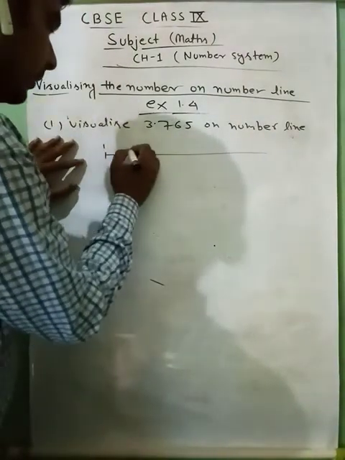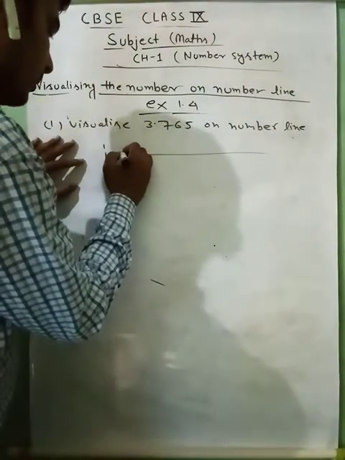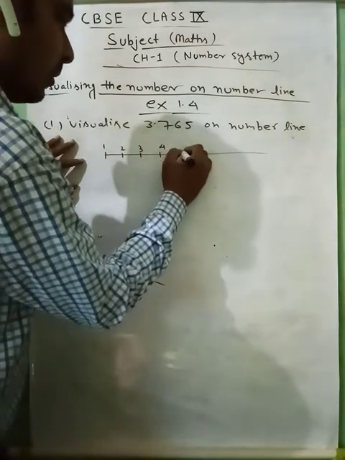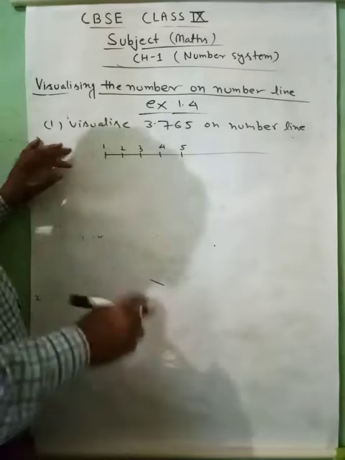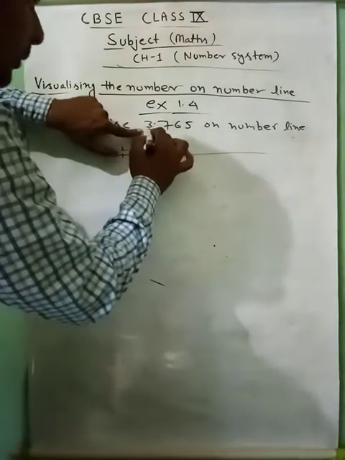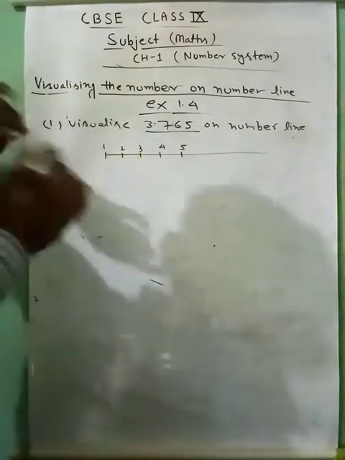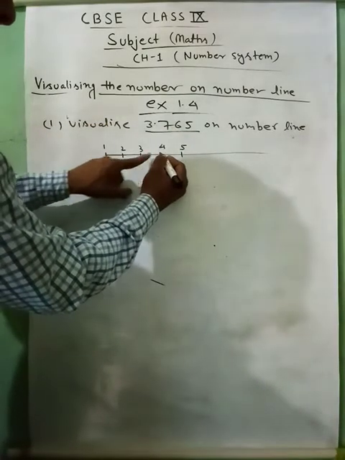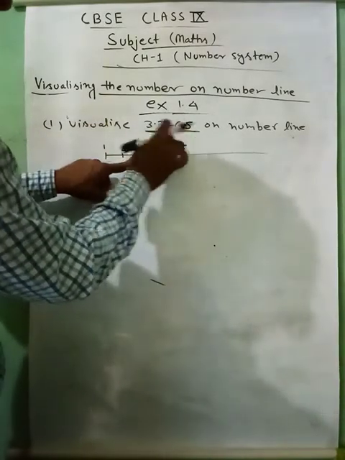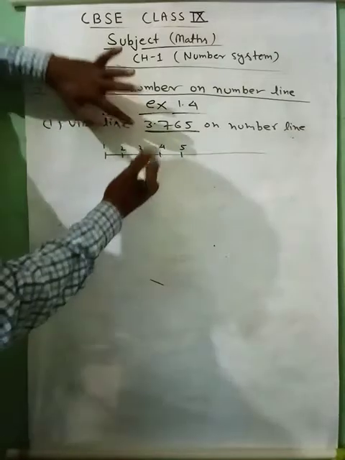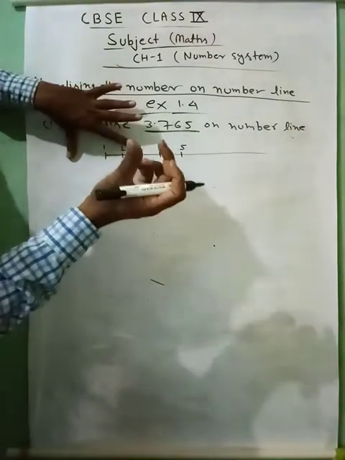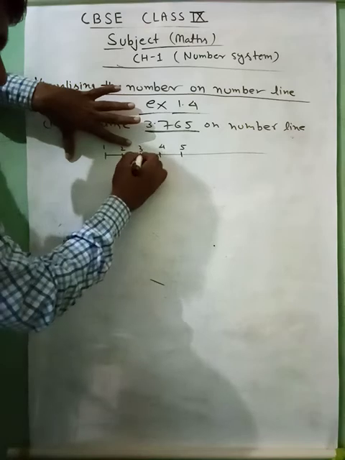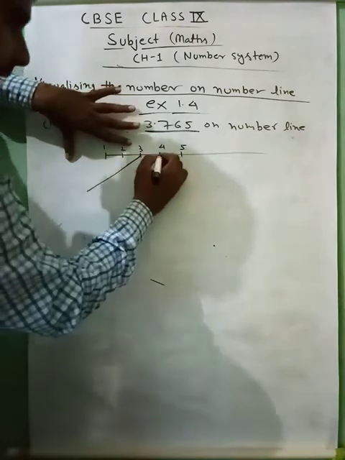It is 1, 2, 3, 4, 5 and so on. Clear? And you have to visualize this number. So we see it is greater than 3. It means 3 is here and 4 is here. This number is between 3 and 4. So we will use a magnifying glass and see 3 and 4. So it will be like this.